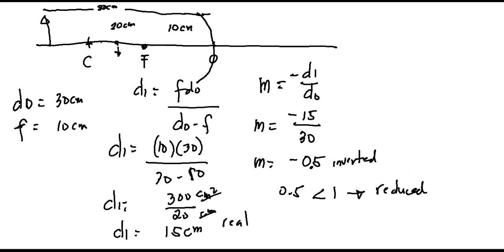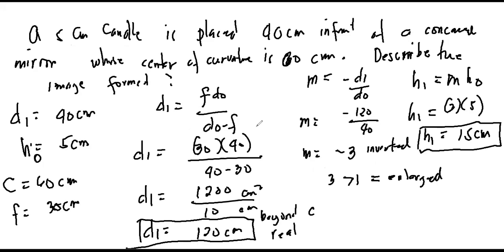Now, let's have some example. We have here a 5 centimeter candle placed 40 centimeters in front of a concave mirror whose center of curvature is 60 centimeters. Describe the image formed. So your do is 40 centimeters, your height of the object is 5 centimeters, and your center of curvature is 60. If the radius is 60, definitely the focal length is 30, because the focal length is half of the radius.